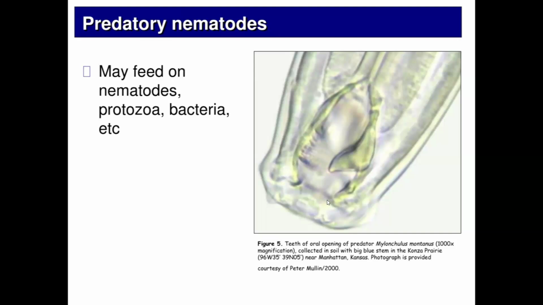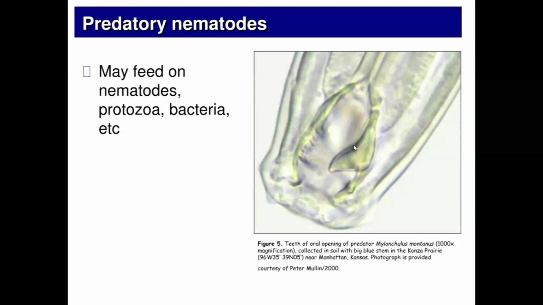This is a predatory nematode, and it's showing you magnification up to 1,000 times. Again, this is Mylonchulus montanus. And you see how thick the tooth is, very thick. So once it grabs the nematode, it bites it and at one time dies and flushes it into its system. So they will feed on nematodes, as I said here.